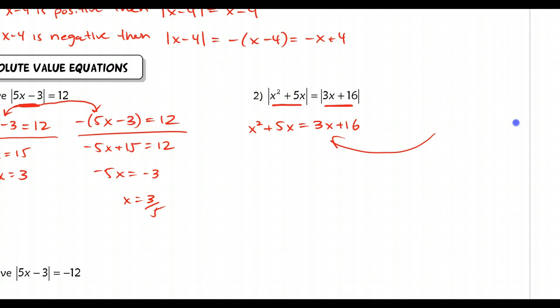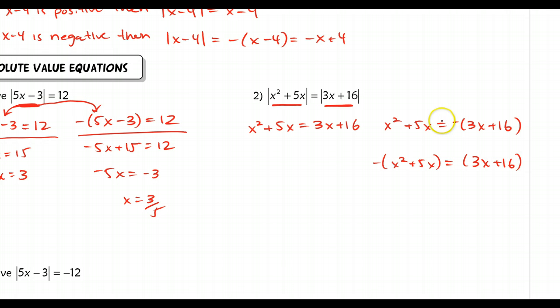Now let's say they are not equal to one another, and let's say that they're opposites. So in other words, x squared plus 5x is still positive, so we rewrite it like that. But the right-hand side, let's say that this is negative. We are left with this, right? Which is different from our first case. Now, if we had chosen to make the left-hand side negative, then the right-hand side would remain positive, and we'd get the same thing. These two are equivalent equations, right?